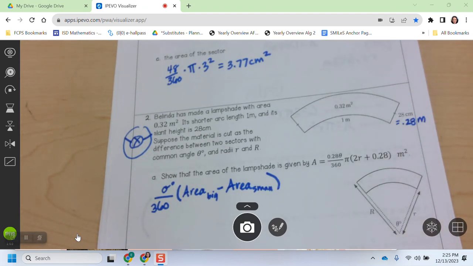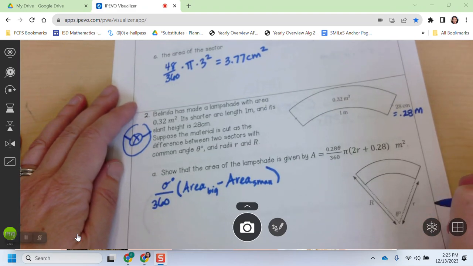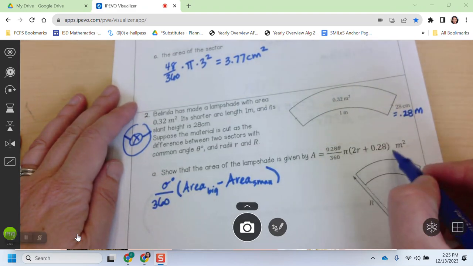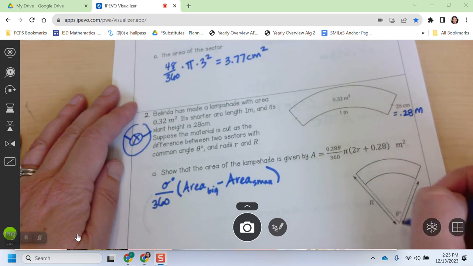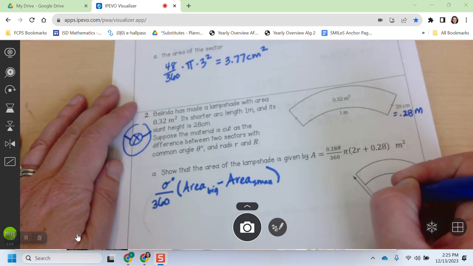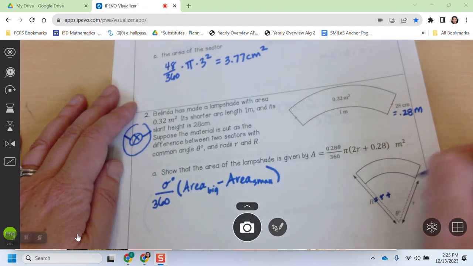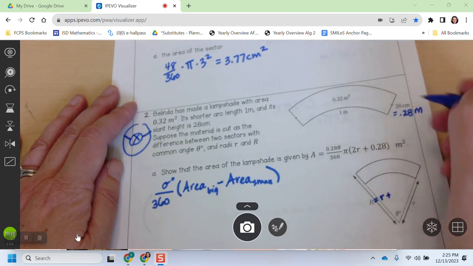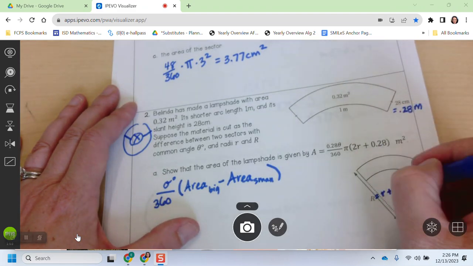Okay, so the area of a circle is pi r squared, and the radius of the big circle is marked big R, and the radius of the small circle is marked small r. But if I look at what I'm trying to show here, it's only in terms of small r. So there must be a way I can represent this big R in terms of small r, and there is. The big R is equal to small r plus this piece right here, which I happen to know is 0.28 meters. So plus 0.28.